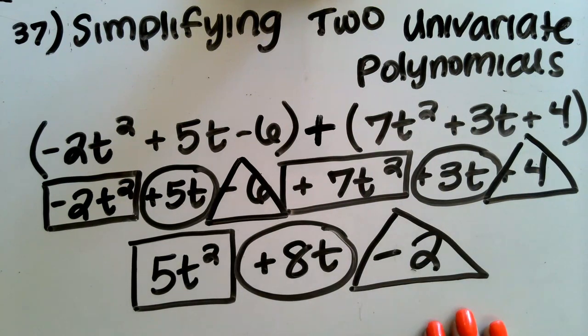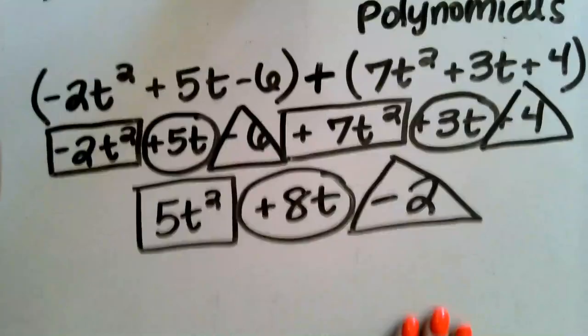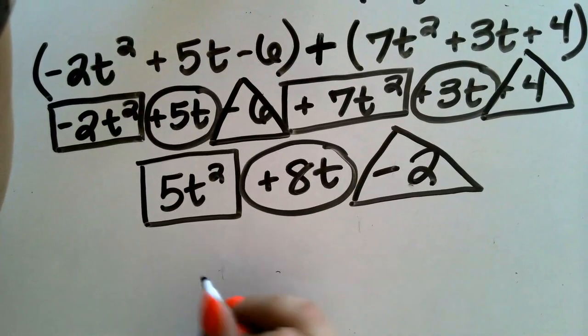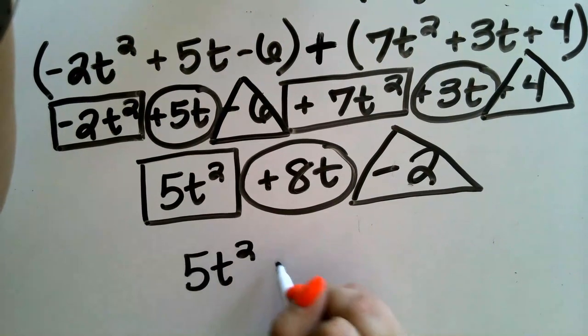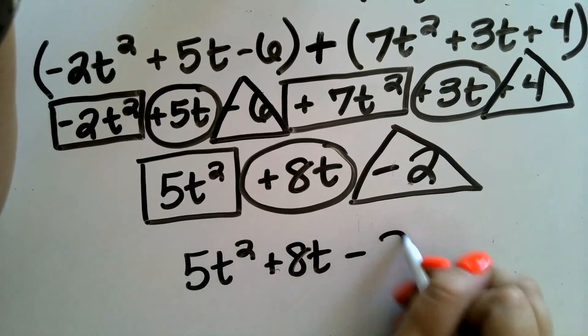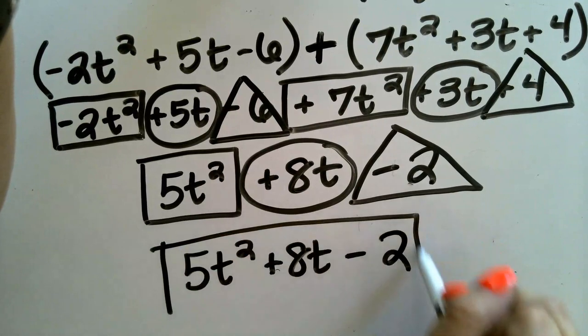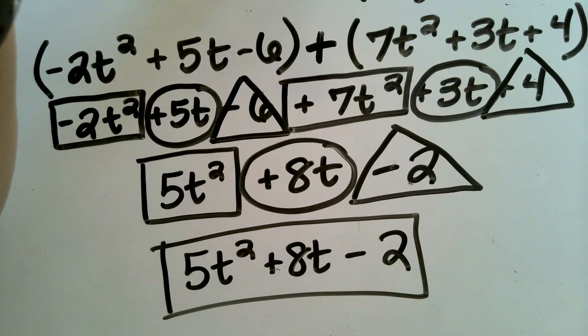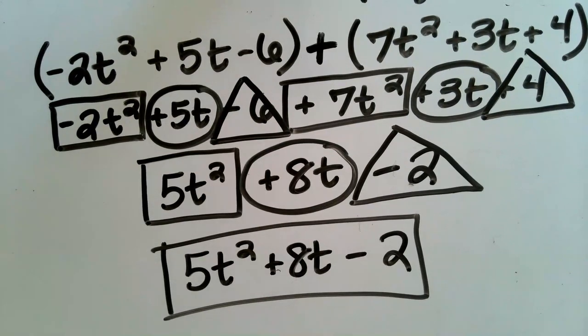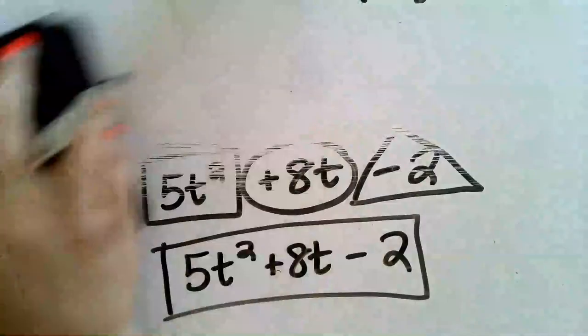And congratulations, guess what? We now only have one square, one circle, one triangle. We should only have one shape of each. Let's go ahead and rewrite this final answer nice and clean. We have 5t squared plus 8t minus 2. Go ahead and box off that answer. You are done. We have simplified those polynomial expressions into just their like terms. Okay, I'm going to go ahead and erase this and let's do one more example together.